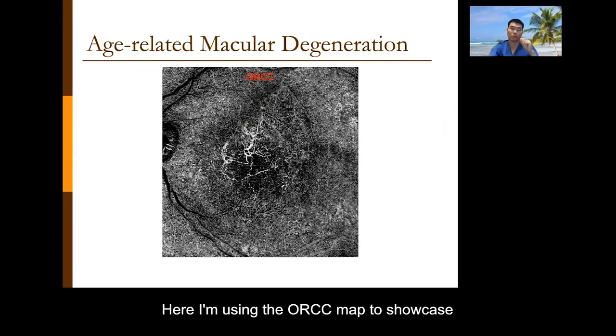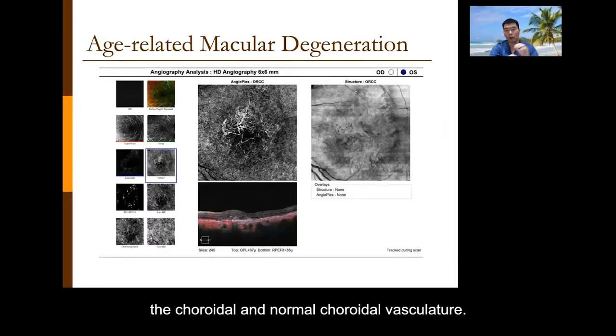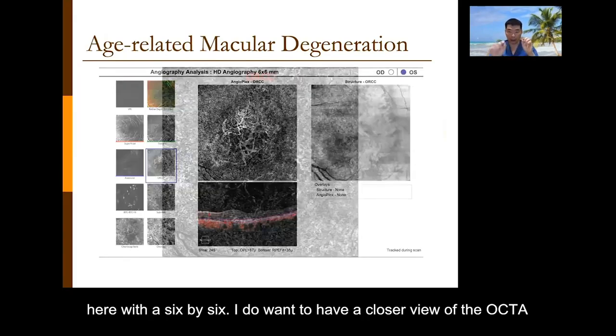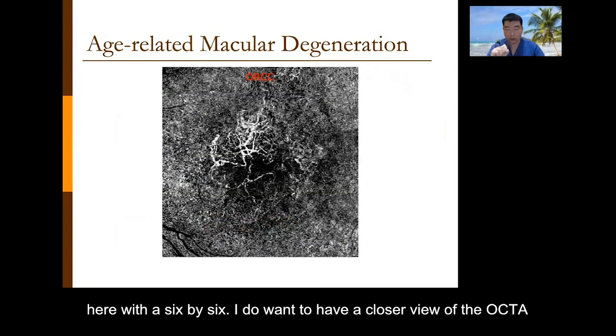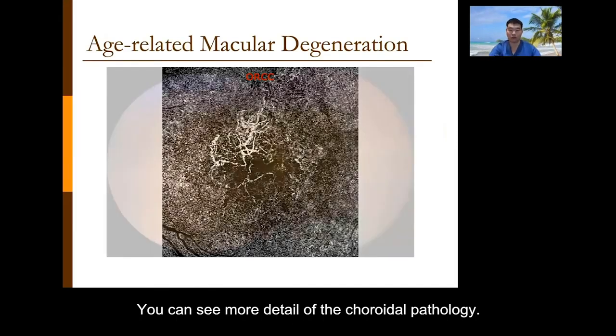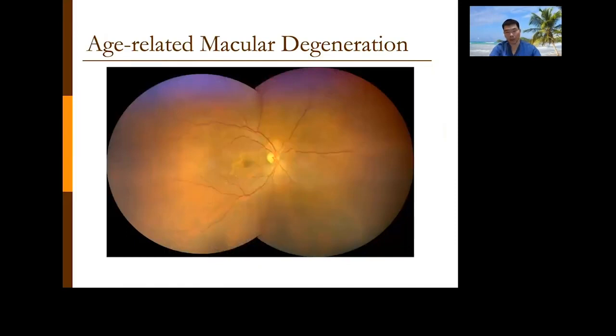Here I'm using the ORCC map, or the outer retina chorocapillary slab, to showcase the abnormal choroidal vasculature. Here with a 6x6, I do want to have a close-up view, a more detailed view, thus a smaller, more detailed picture of the OCTA. Here you can see more details of the choroidal pathology.